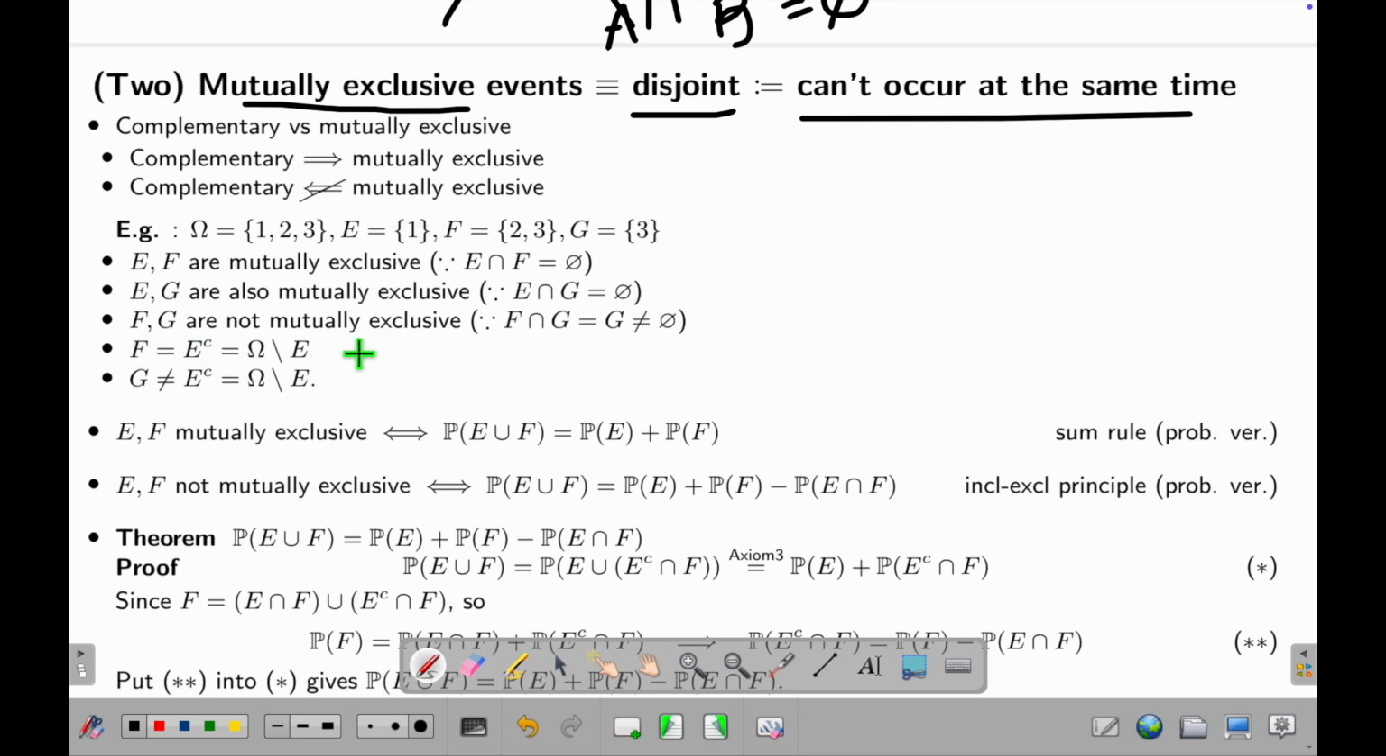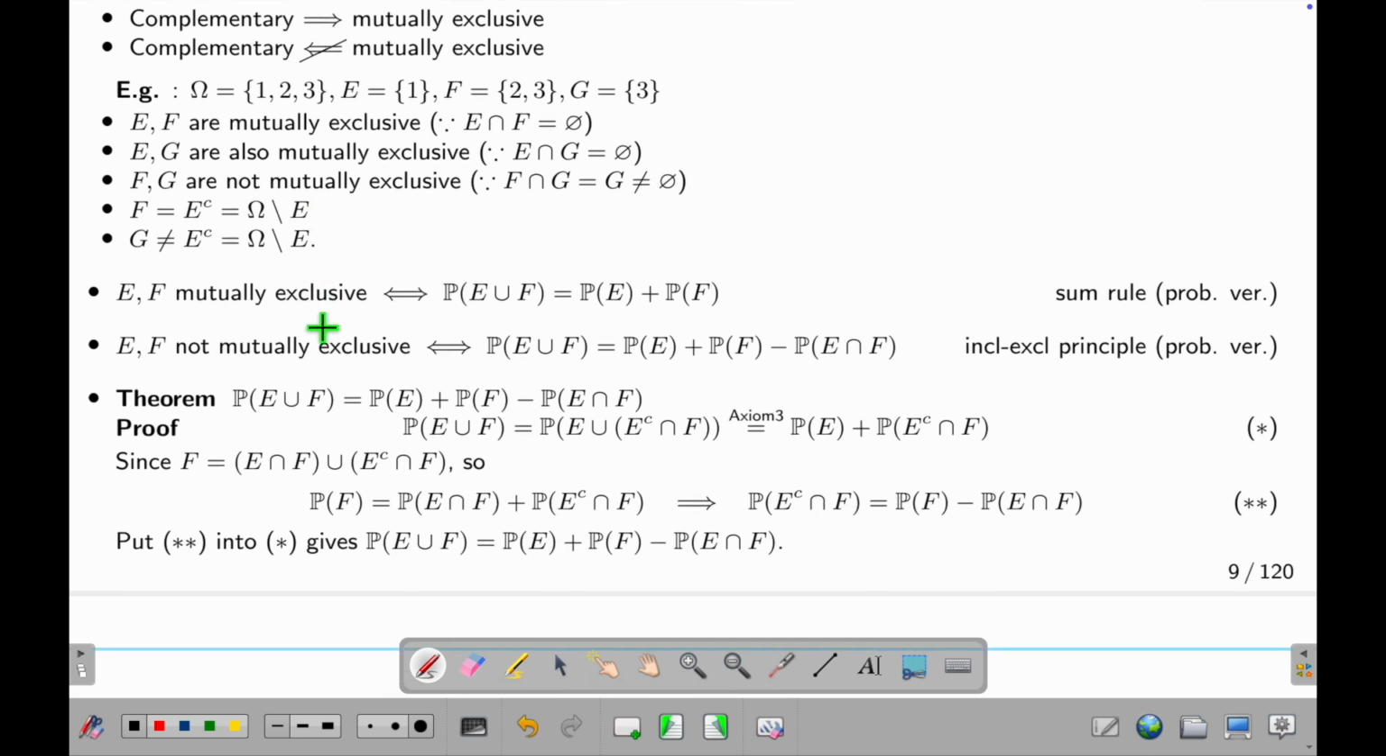F and G are not mutually exclusive. F and G both share what? 3. Is F the complement of E? Yes. Is G the complement of E? No, because the complement of E is 2, 3. It's F, it's not G. So this is, again, set theory, nothing new. And these are the probability version of set theory, sum rule, and combinatorics. That's why I said, one stone kills two birds. You know combinatorics, you know probability automatically by just adding this symbol.